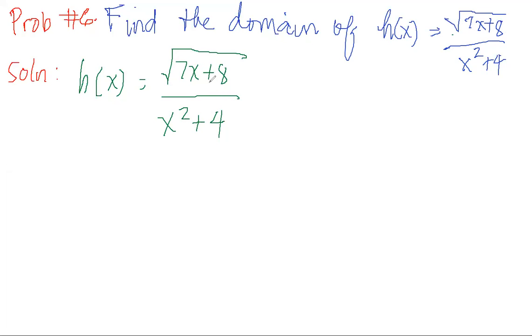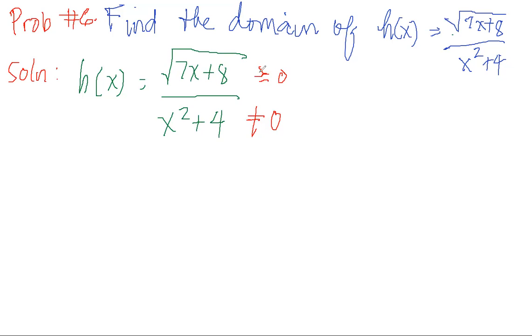Since it has a denominator, the denominator should not be equal to 0, or else the function becomes undefined. And look at the numerator. The numerator is a radical expression. So here, we need to consider that all of the values of the radicand 7x plus 8 must be greater than or equal to 0.